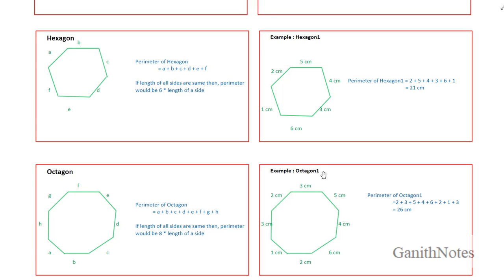So let's see an example of octagon. In this figure of octagon 1, we have the sides with lengths 2 centimeters, 3 centimeters, 5 centimeters, 4 centimeters, 6 centimeters, 2 centimeters, 1 centimeter and 3 centimeters respectively. So the perimeter of this octagon 1 would be 2 plus 3 plus 5 plus 4 plus 6 plus 2 plus 1 plus 3, which is nothing but 26 centimeters.